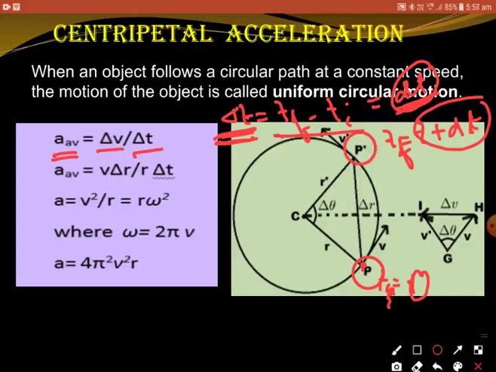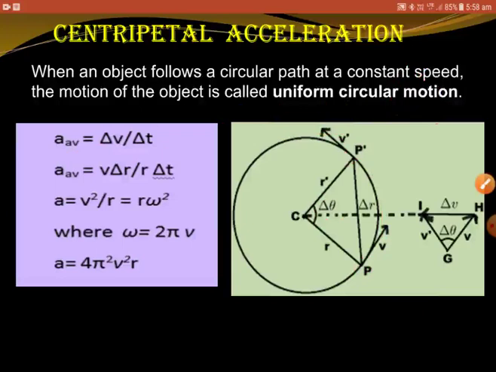Let's take it in that way, so that the angle described by the particle from P to P prime, to move from P to P prime along this path, let's take it as delta theta. So what happened if you want to find out this delta v, the small change in velocity, to the small change in time, then we need to take this expression first.